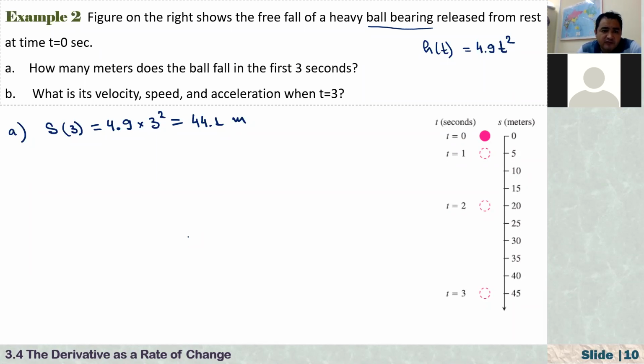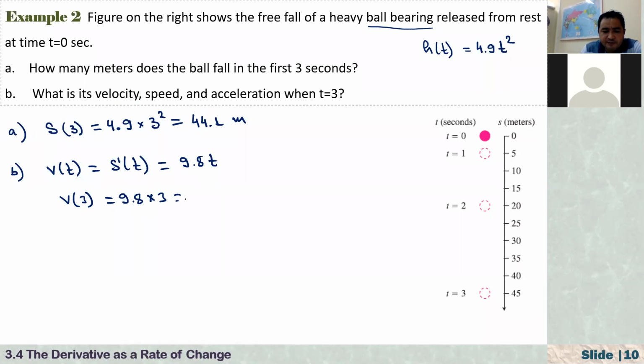Question B: what is its velocity, speed, and acceleration when t is equal to 3? To find its velocity, we need to differentiate this. Velocity is equal to s prime of t, which is 9.8 t, right? And when t is 3, its velocity is 9.8 times 3, which is 29.4 meters per second.